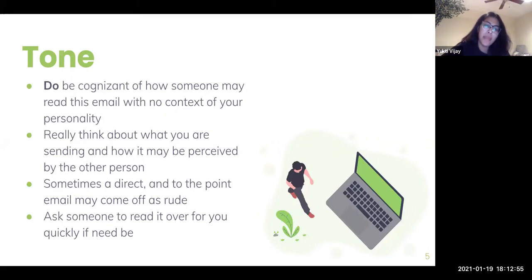Something that I do is, if I'm sitting with my roommate or one of my friends, I'll ask them to read it over for me, just in case. It may sound good to me, but if another person's reading it, it reinforces that my point is getting across in a way that doesn't come off as rude or unprofessional.